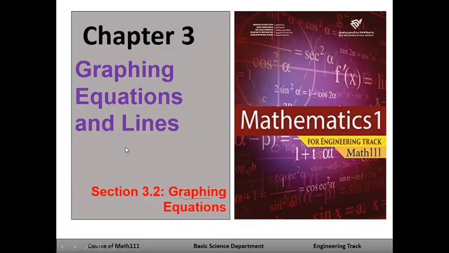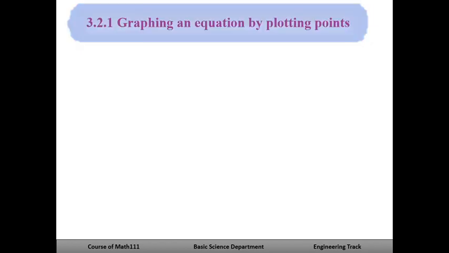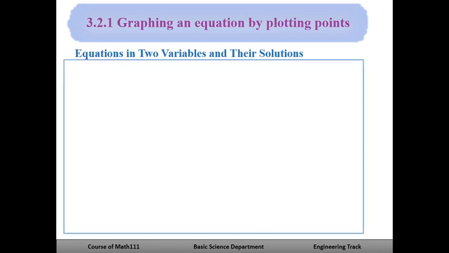Section 3.2, Graphing Equations. We will learn how to graph an equation by point plotting and how to use symmetry in plotting and graphing the equations. Now let's start with the equations in two variables.